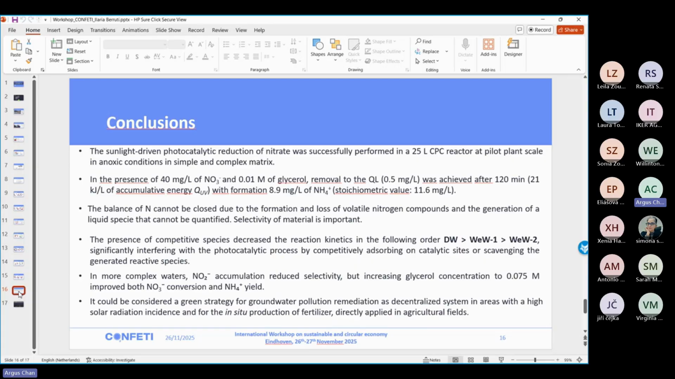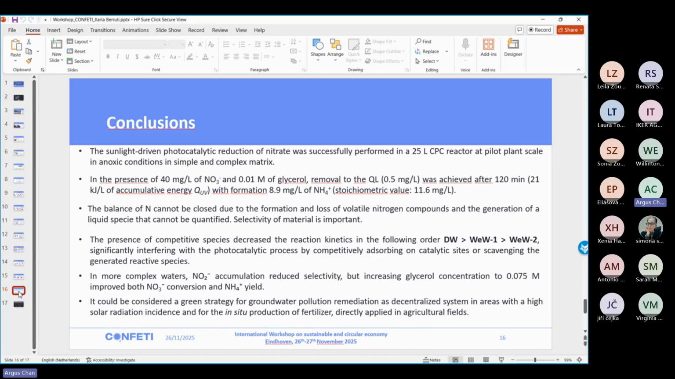the reaction kinetics were lowered by increasing the water matrix complexity, because there are absorbing species that can be adsorbed on catalyst sites and can react with the reactive species. There was a problem of nitrate accumulation that reduced the selectivity, but by increasing the glycerol concentration, we can achieve good results in terms of ammonium production.